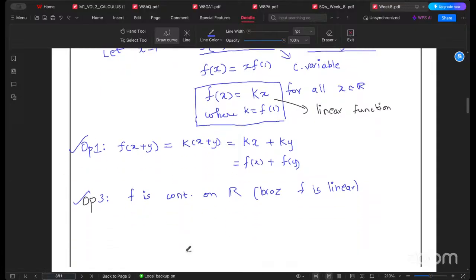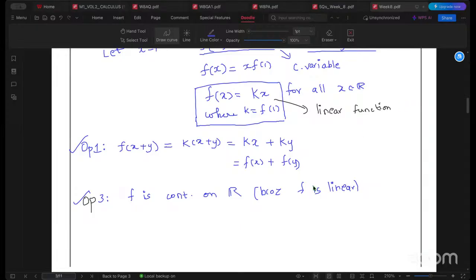Next, what is the last option? The limit as x goes to a of f of x exists for all a in R, but f is not continuous in R. You know the answer. Whether it is correct or not, can you tell me? It will not be correct. Yes. Okay, so is this problem clear now? Yes, ma'am. Okay, good.